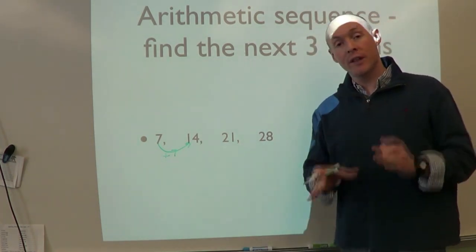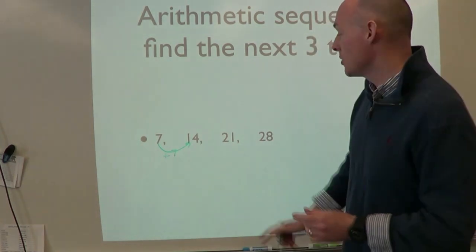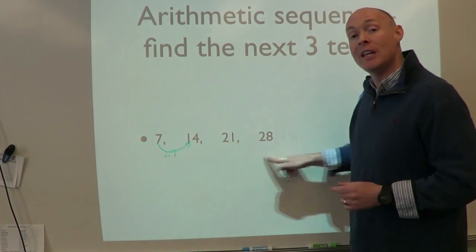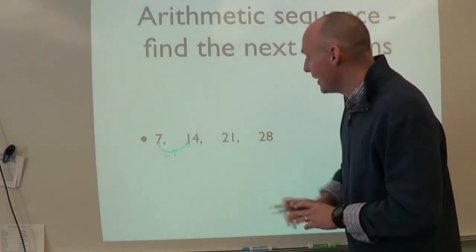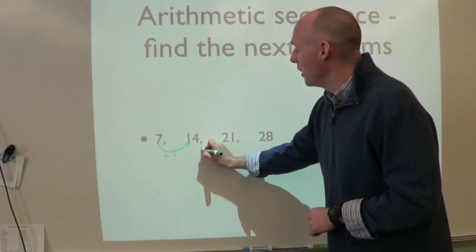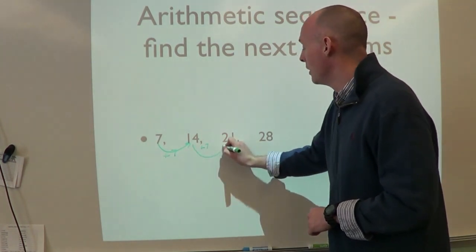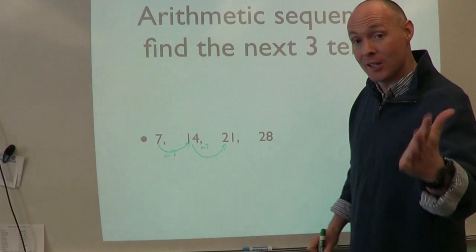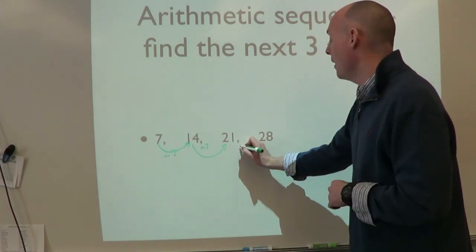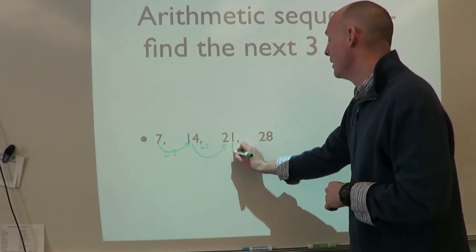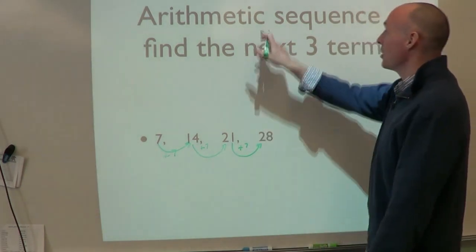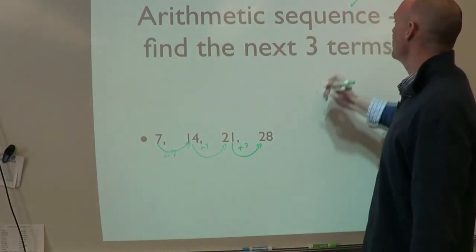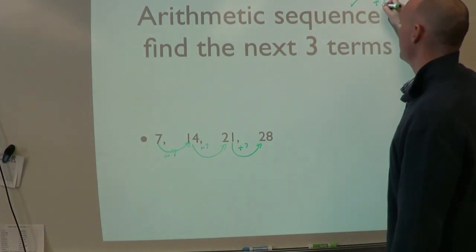Now, in order for this to be an arithmetic sequence, adding 7 to each of the terms will work. Let's see. 14 plus 7. Is that 21? It is. We're good to go. 21 plus 7. Is that 28? It is. So we're good to go. So arithmetic sequence, yes it is. And the rule is plus 7.